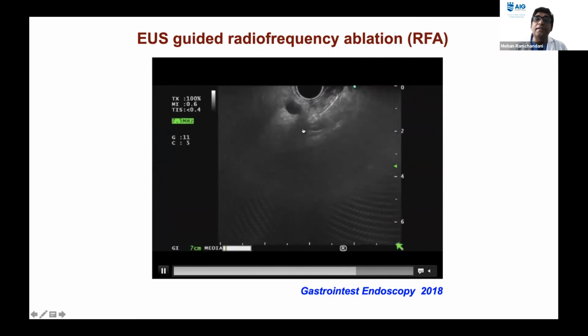If you do not find the celiac ganglion, can we do this? Yes, we still can, like a blind injection. You can place the needle right at the angle without spotting the ganglion, and then you can pass the 10-watt RFA current and ablate.